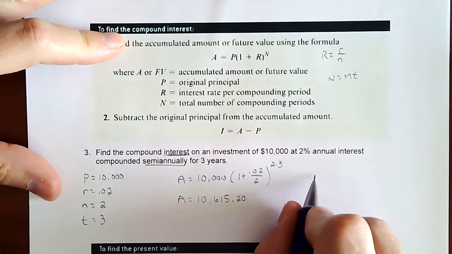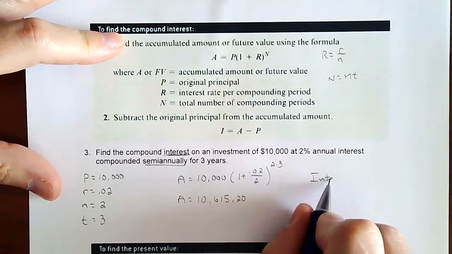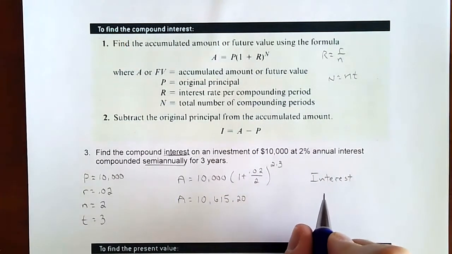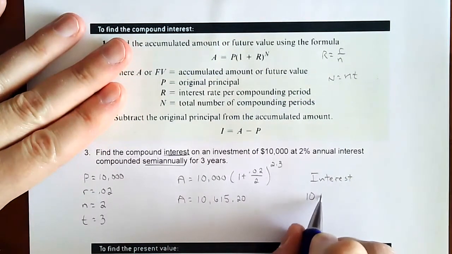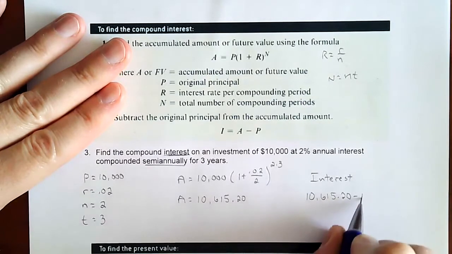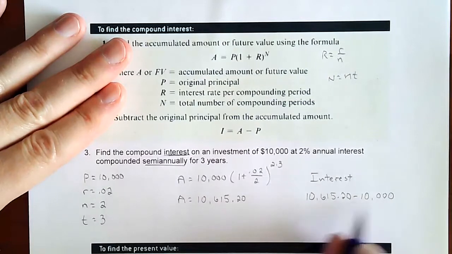So to find the interest, I'm going to do the difference between the two. The interest is going to be what we finished with minus what we started, just the difference between them. And so that one's pretty straightforward. I gained $615.20.